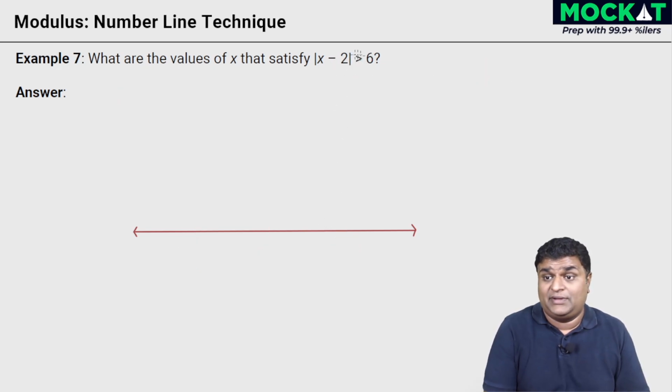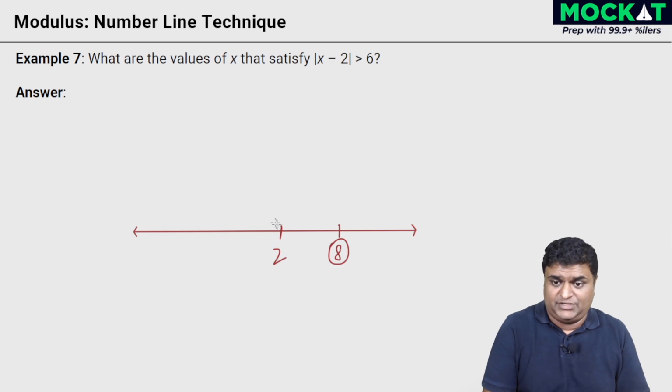Now, if you have a greater than symbol, nothing much changes. Distance of x from 2, plus 2 over here has to be more than 6. 6 to the right over here is going to give me a plus 8. 6 to the left is going to give me 2 minus 6, which is a minus 4.